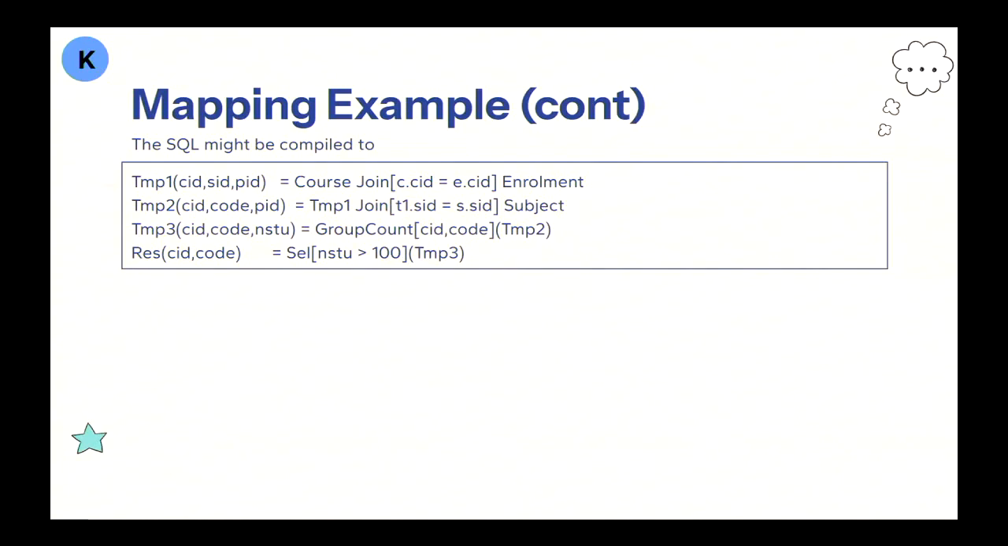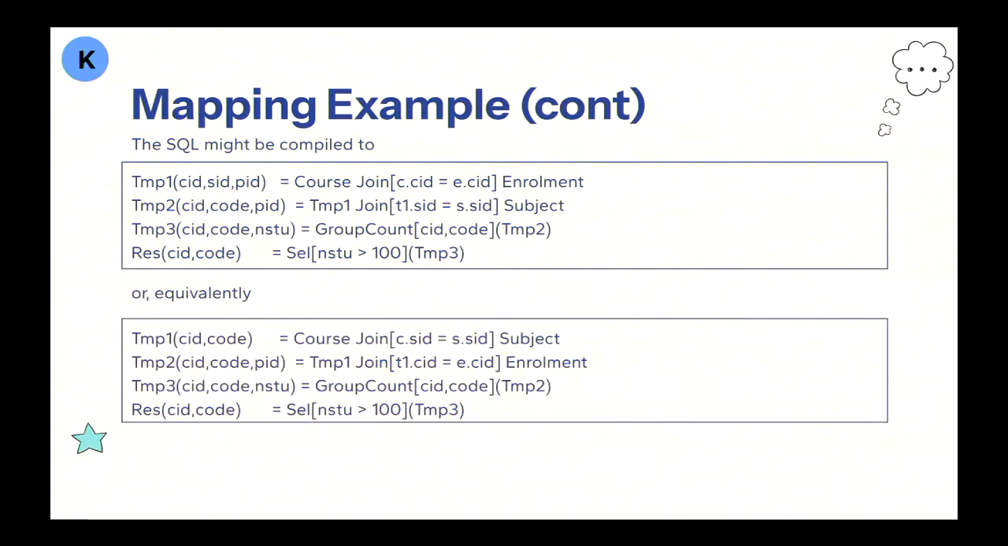And this SQL query could be compiled into these relational algebra operations. So we can join the two tables together, and we can do a group count, and then we can select. Or equivalently, it could be compiled into this form. So the difference here is, in the first sequence of operations, we are joining the tables of course and enrollment first. But in the second one here, we are joining the tables of course with subject first, and then we join the result with enrollment.